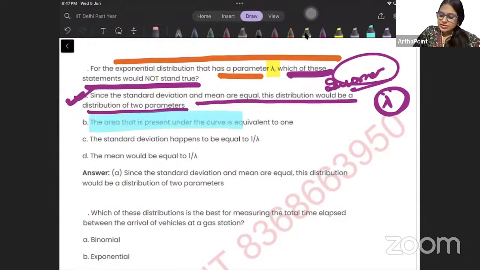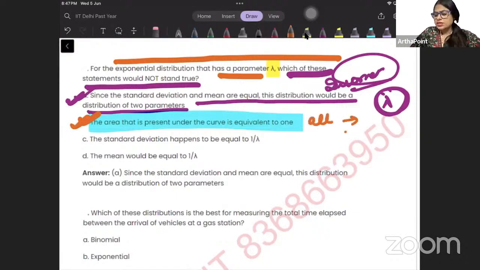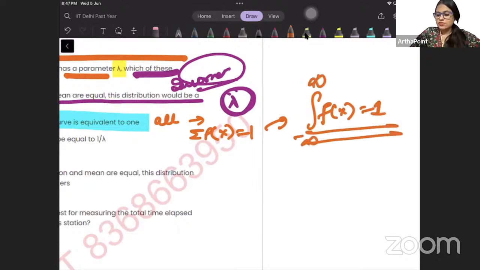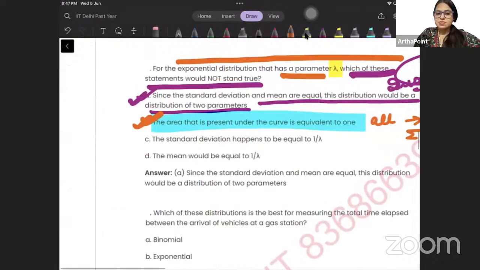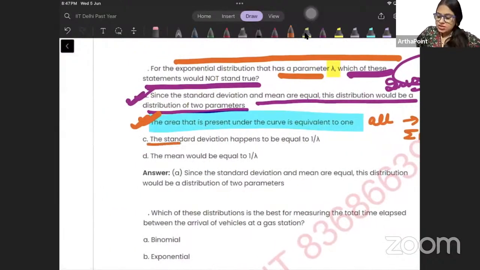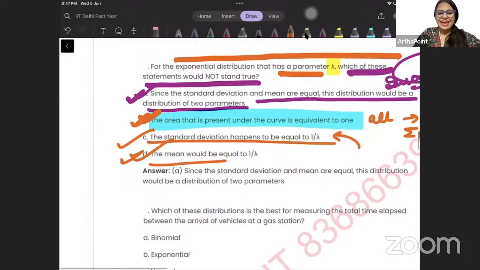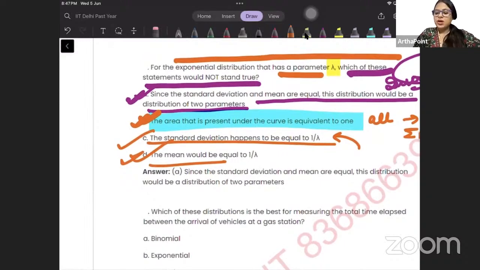This says the area that is present under the curve is 1. This is true for all distributions, beta, that the sum of probability must be 1. And when I talk about a continuous distribution, when I integrate it from minus infinity to infinity, the area under the curve must be 1. So this is the correct statement. The standard deviation happens to be 1 by lambda, correct. Mean happens to be 1 by lambda, correct. Right? So statement A is incorrect, that there are 2 parameters. There is just 1 parameter, lambda.